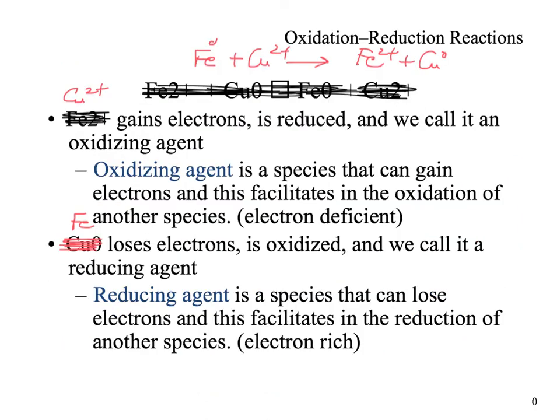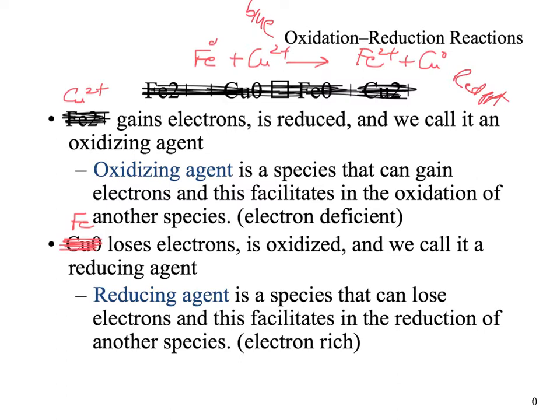Recall from Gen Chem 1 that the copper 2+ is essentially a blue colored solution, and copper metal is a red precipitate. So as the reaction takes place, you will see a discharge in the color of blue and the appearance of a red precipitate in the system.